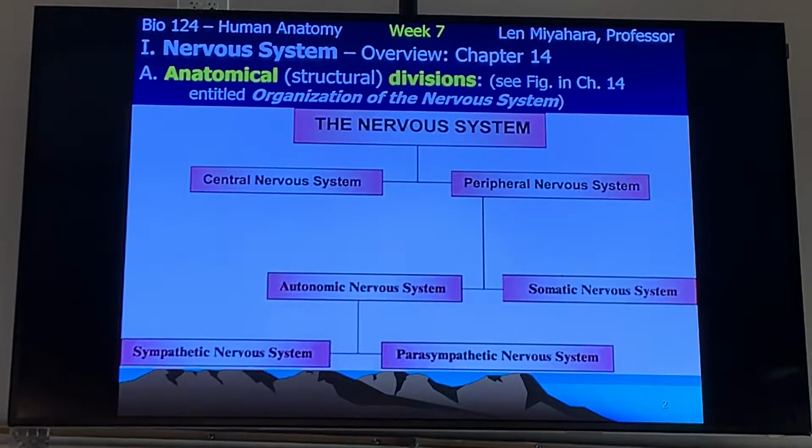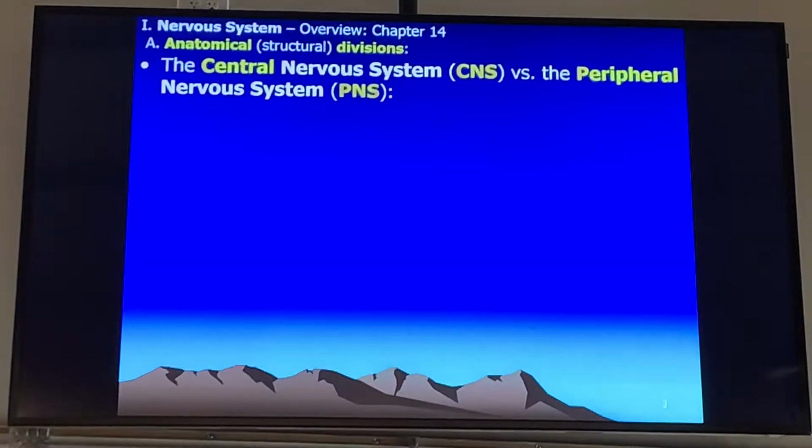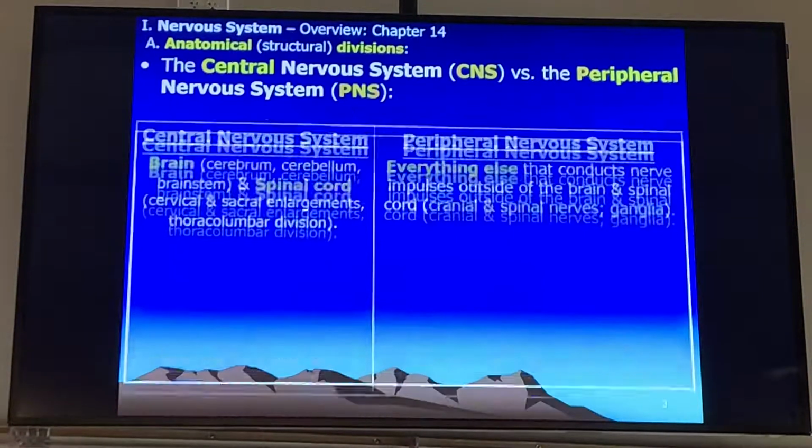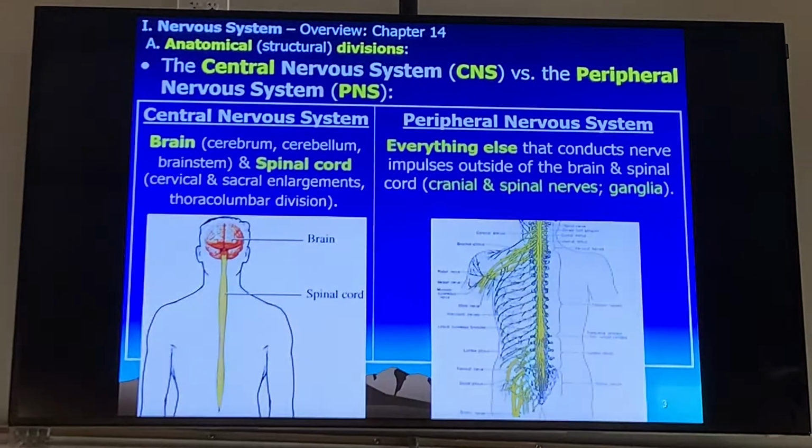Are we all clear? Now let's go in a little bit more in detail on each one of these levels. First, the difference between central nervous system and peripheral nervous system. Central nervous system is the brain and spinal cord. The peripheral nervous system is everything else.